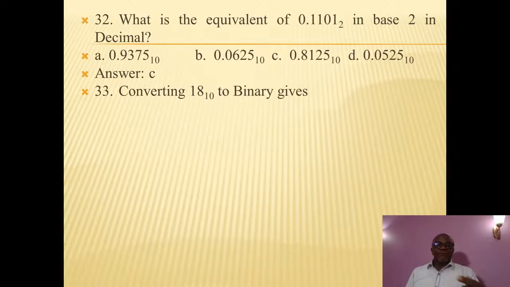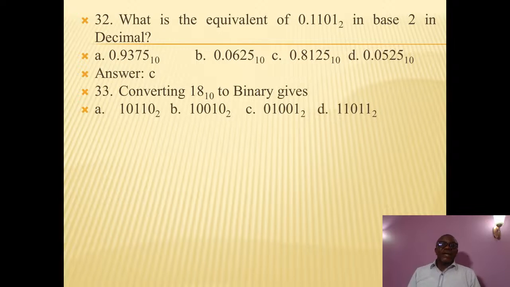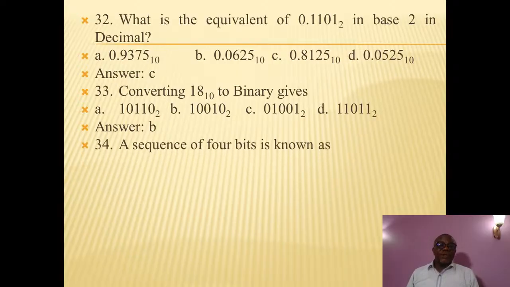Now, it says converting 18 to binary gives you what? Normally, we say you divide by 2 and take the remainders, and at the end, you start from the bottom and line up the remainders. It will give you the equivalent of that. So here, the answer becomes B, which is 10010.